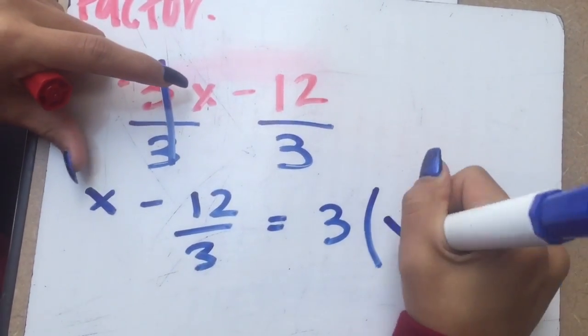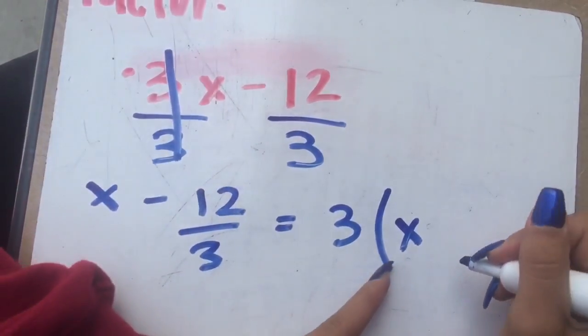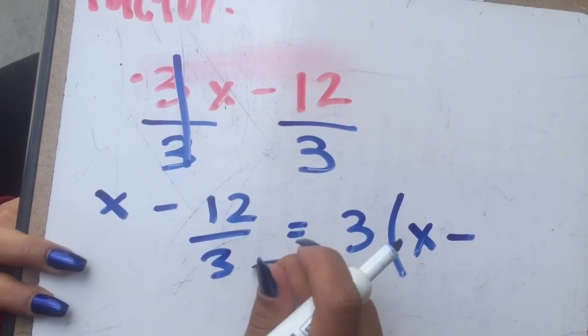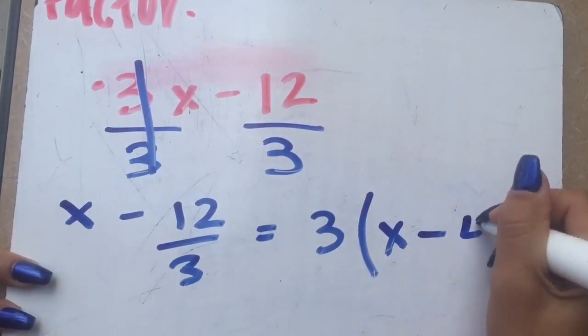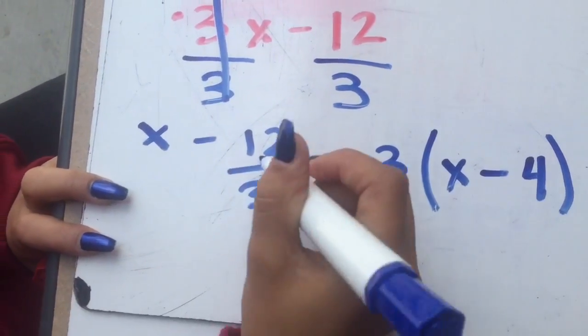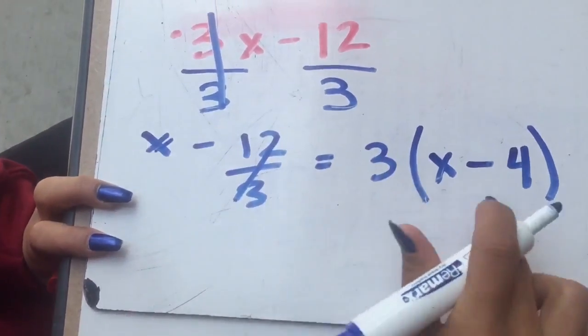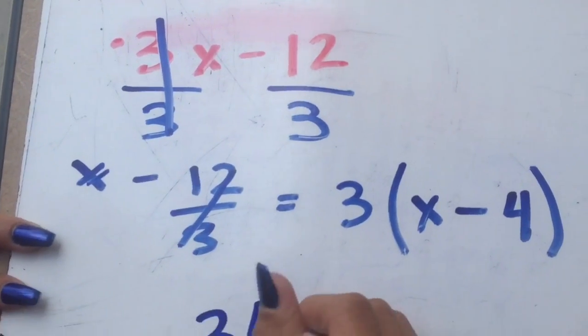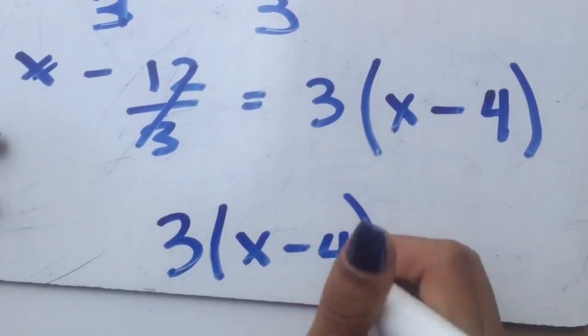We plug in the x from this into the parentheses, and then if you divide the negative 12 divided by 3, it's going to be negative 4. So if you realize the problem, we got this canceled out already. We figured that out. We plugged it in. The last answer will be 3 parentheses x minus 4. And then that's the answer.